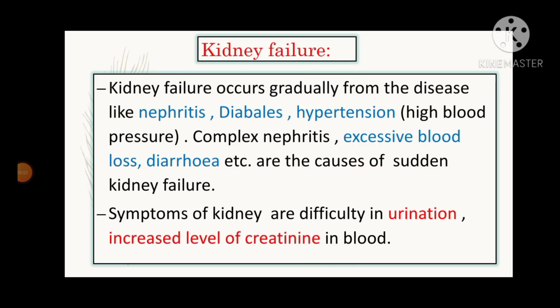Kidney failure. Kidney failure occurs gradually from diseases like nephritis, diabetes, hypertension, that means high blood pressure, complex nephritis. Excessive blood loss, diarrhea, etc. are the causes of sudden kidney failure. Symptoms of kidney failure are difficulty in urination and increased level of creatinine in blood.